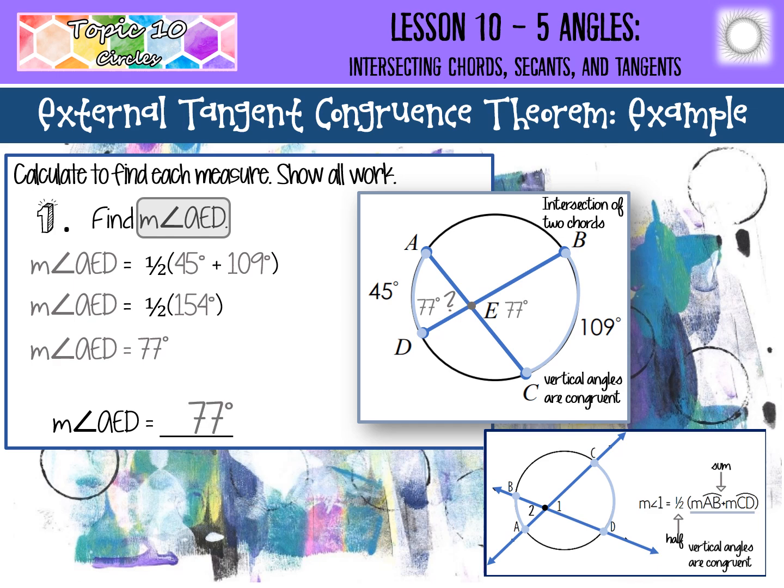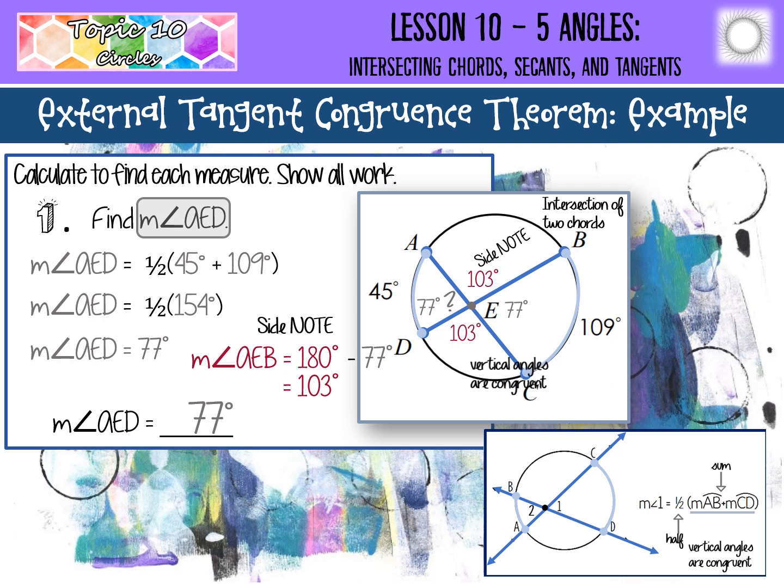Here's a little side note. Okay, vertical angles are congruent. We already know that one. Side note: sometimes they ask for the angle that you don't have the intercepted arcs for. But if you're looking for the measure of angle AEB, remember that is a linear pair with that 77 degrees. So 180, because linear pairs add up to 180 degrees, minus 77 is 103 degrees. Yes, vertical angles are congruent, so they're both 103.